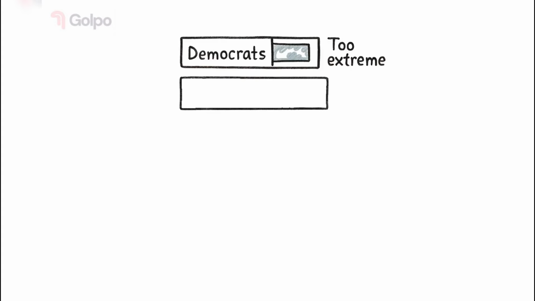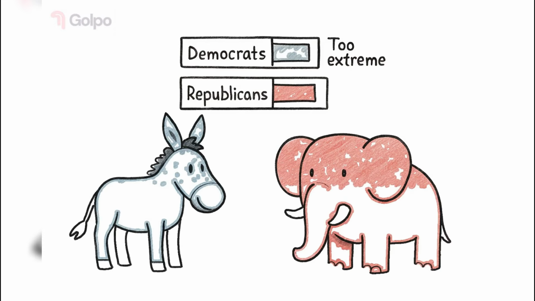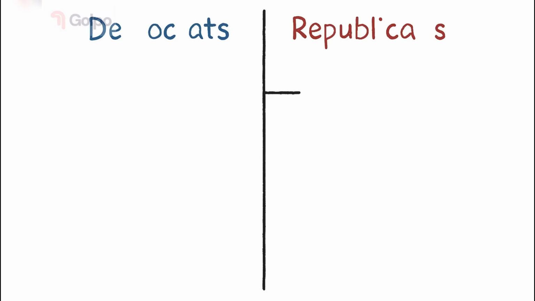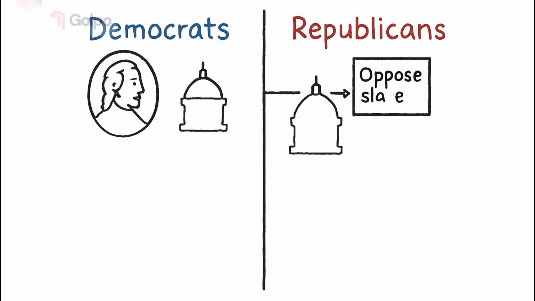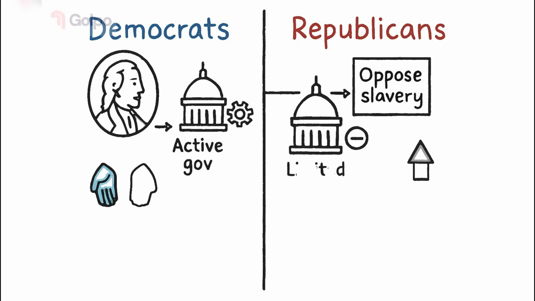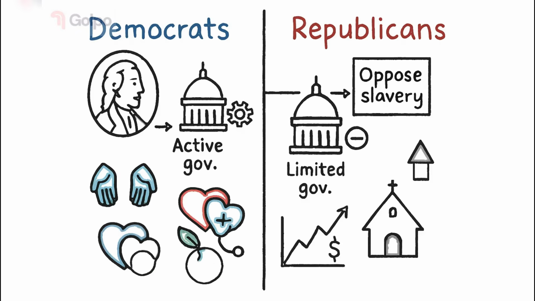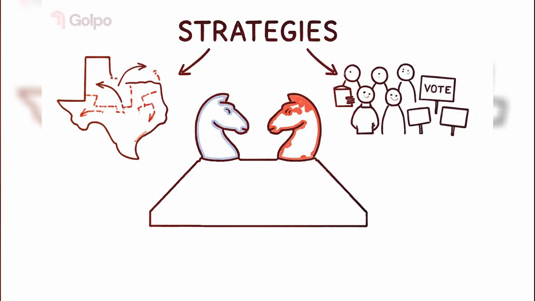In America's political landscape, two giants dominate. Yet recent polls show majorities view both the Democratic and Republican parties as too extreme. Democrats, with roots tracing back to Thomas Jefferson, now push for a more active government, championing social welfare, healthcare reform, and environmental protection. Republicans, founded to oppose slavery, today advocate for limited government, promoting free market capitalism and conservative social values. This ideological clash plays out in their strategies. Republicans are redrawing electoral.